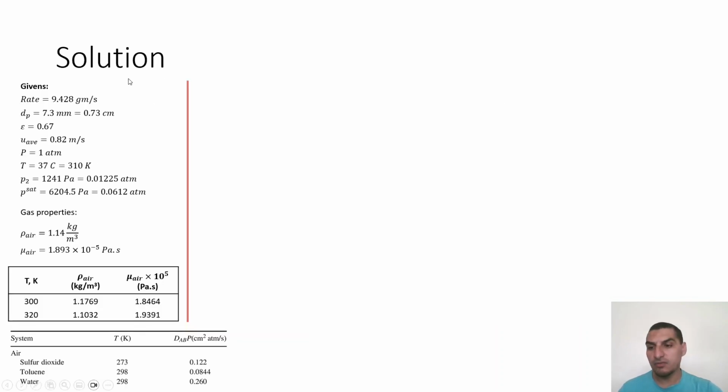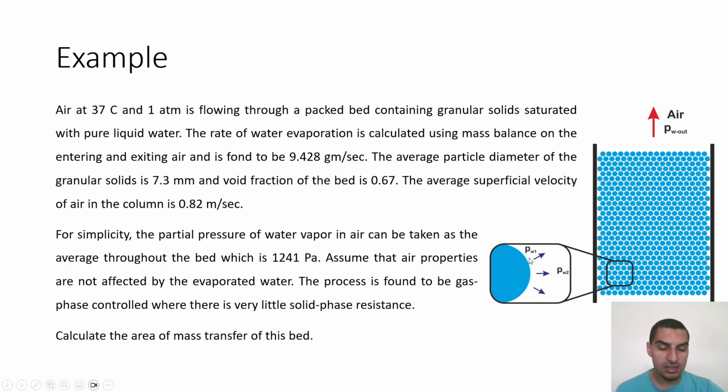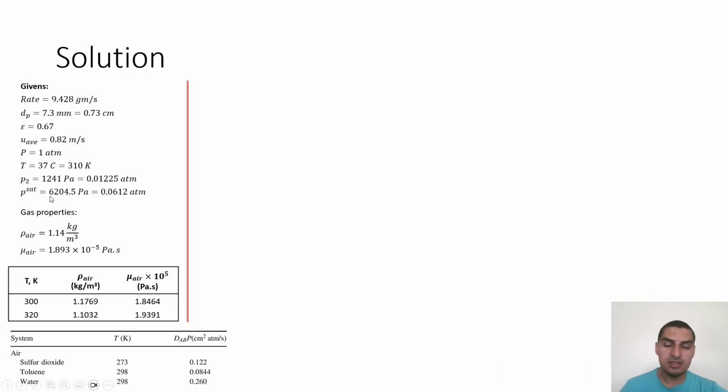So I listed all the information that I have here. This is the rate, the average particle diameter, the void fraction, the superficial velocity, pressure, temperature, P2, which is the partial pressure in air. Psat is P1, or PW1, which is the partial pressure of water at the surface of water, in the air, at the layer which is adjacent to the water, at the interface. So this is going to be the saturation pressure, which we can calculate using the Antoine equation or get from any textbook or reference, and then you will find that at 37 degrees Celsius, it will be 6204.5 Pascal.